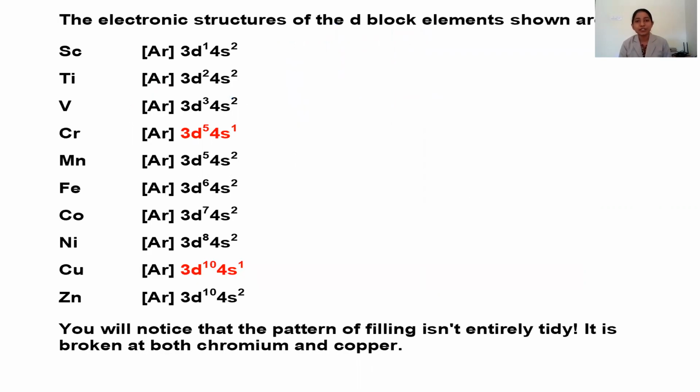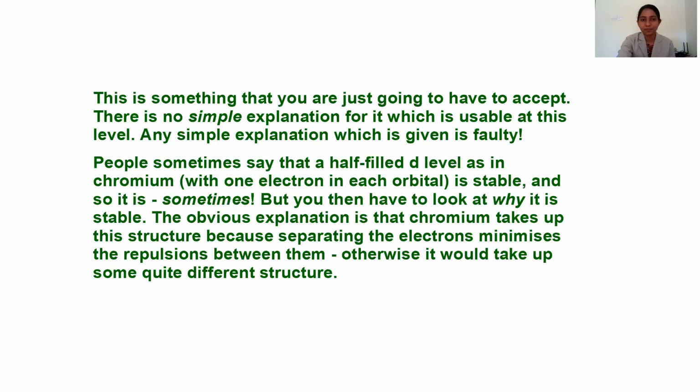And moving to the electronic structure of the d-block elements, here I have depicted the electronic structure of scandium, titanium, vanadium, chromium, manganese, iron, cobalt, nickel, copper, and zinc. While going through the electronic structure, you see there is an irregularity in chromium and copper. So let's see what the reason behind that is.